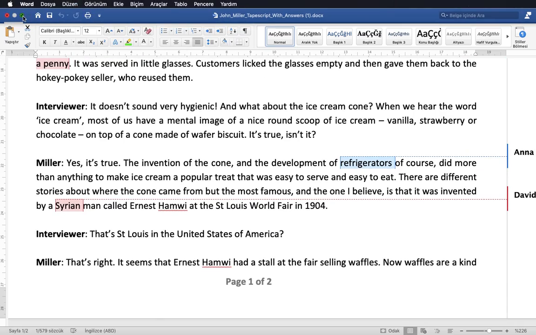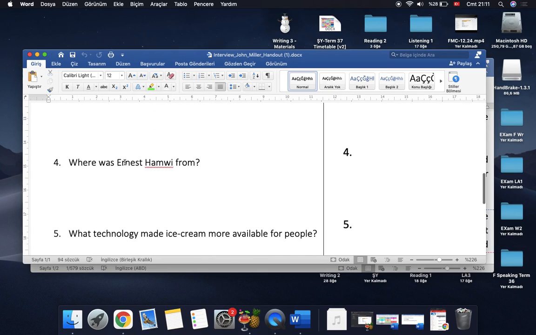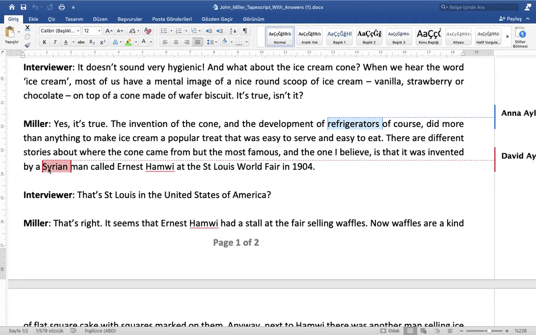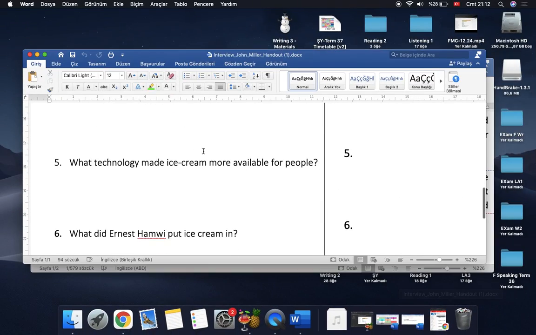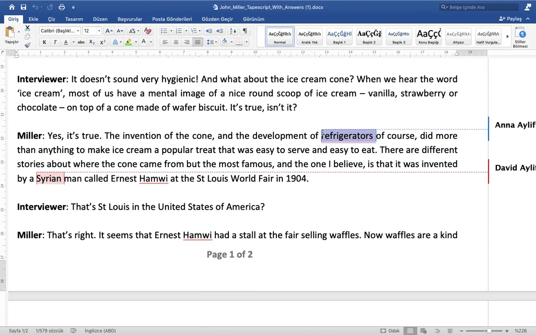The next question. Where was Ernest Hemingway from? Let's find out. If you look at the tape script, you will see it says a Syrian man. So he was from Syria. Syria is the name of the country, which is the correct answer. Next question. What technology made ice cream more available for people? So the invention of the refrigerator is the answer. The development of the refrigerator made ice cream more popular.